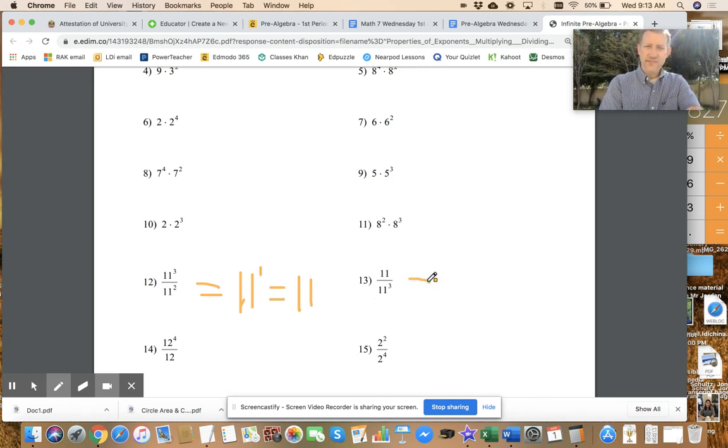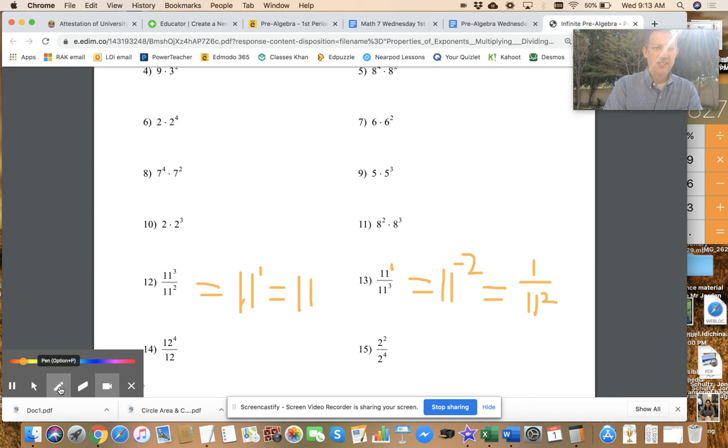Uh-oh, what about this one? There's a bigger number on the bottom. 11 divided by 11 to the third. Since there's not an exponent there, I know it's 1. What's 1 minus 3? Negative 2. Okay, what does that mean? That means I'm dividing by 11 two times. So I could also rewrite that as 1 over 11 squared. I have 2 more 11s on the bottom than I do on the top.